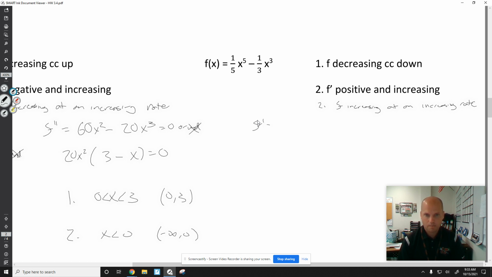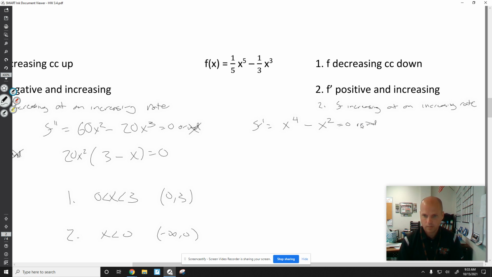Let's go with f prime. I have 5 times 1/5, which is just 1, so I just have x to the 4th. 3 times 1/3 is just going to be 1. Subtract 1, I get x squared. So x to the 4th minus x squared. Set that equal to 0 or see when it's undefined.